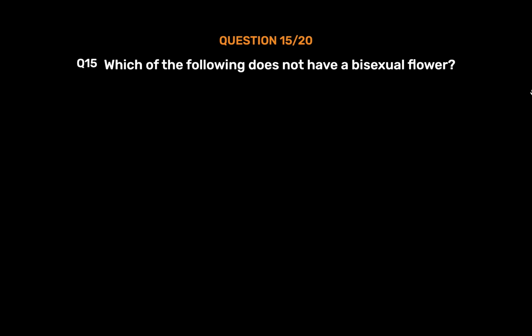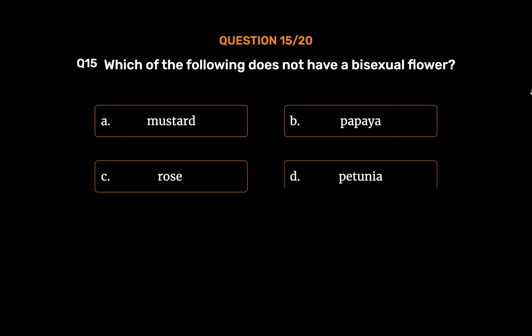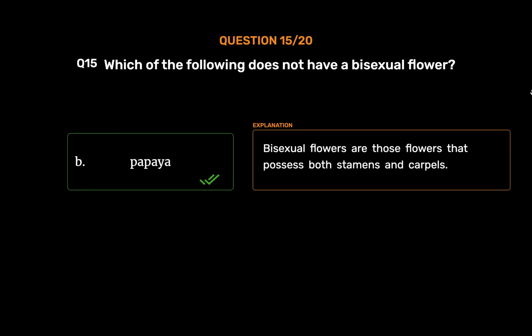Question number 15. Which of the following does not have a bisexual flower? Option A, mustard. Option B, papaya. Option C, rose. Option D, petunia. The correct answer is option B, papaya. Bisexual flowers are those flowers that possess both stamens and carpels.